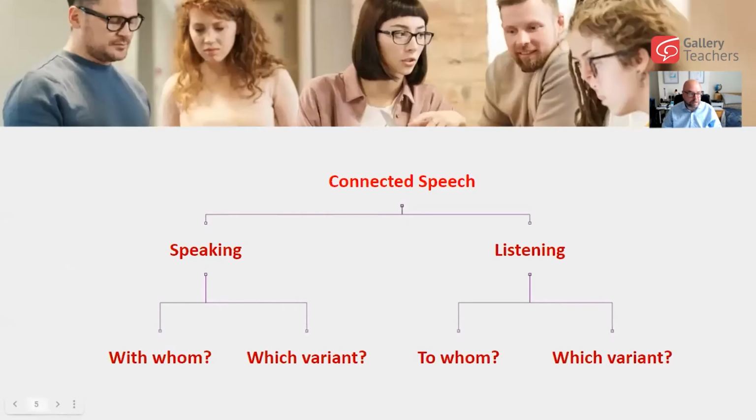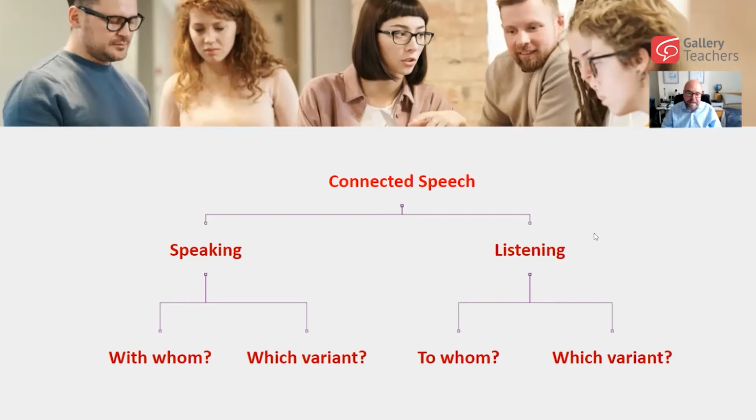Well, here at the top of the tree, you can see connected speech, and beneath it, speaking and listening. You may be thinking, why is Neil even putting listening on screen here? Well, if you think about it, if students are unfamiliar with what happens with sounds and how they change when we speak rapidly, and therefore we connect sounds together in a sound stream, then it's going to affect how they perceive the language and how they are able to decode it.